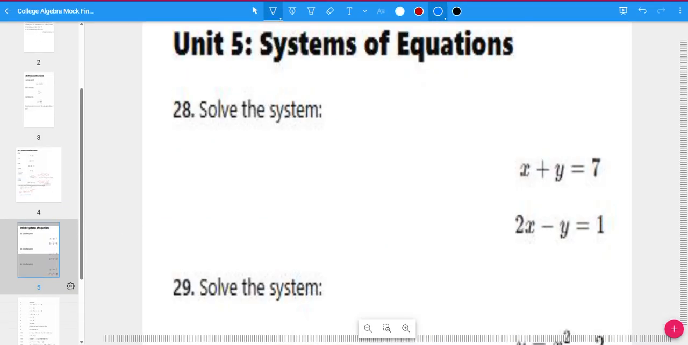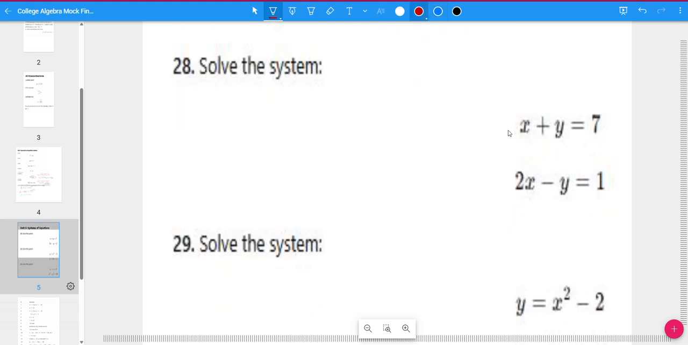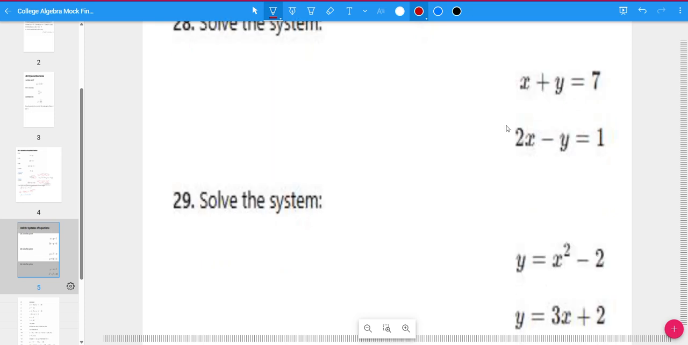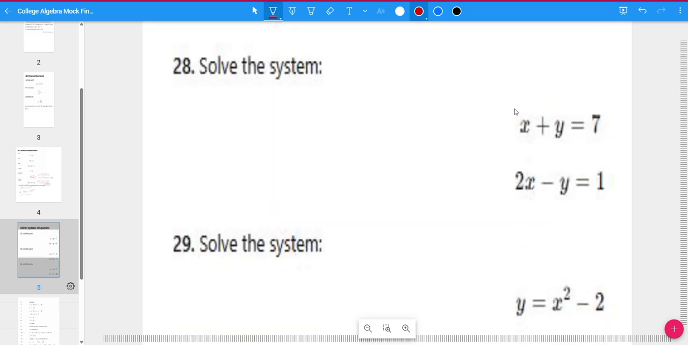Solve the system. The easiest way I would do this would be to solve it via elimination. Just to show you a way that will work if this doesn't, go ahead and get a variable by itself. You could use elimination if you feel comfortable with that, but I just want to show you a couple of different ways. Let's get y by itself. That gives me y equals 7 minus x. We're going to plug that in for y here.